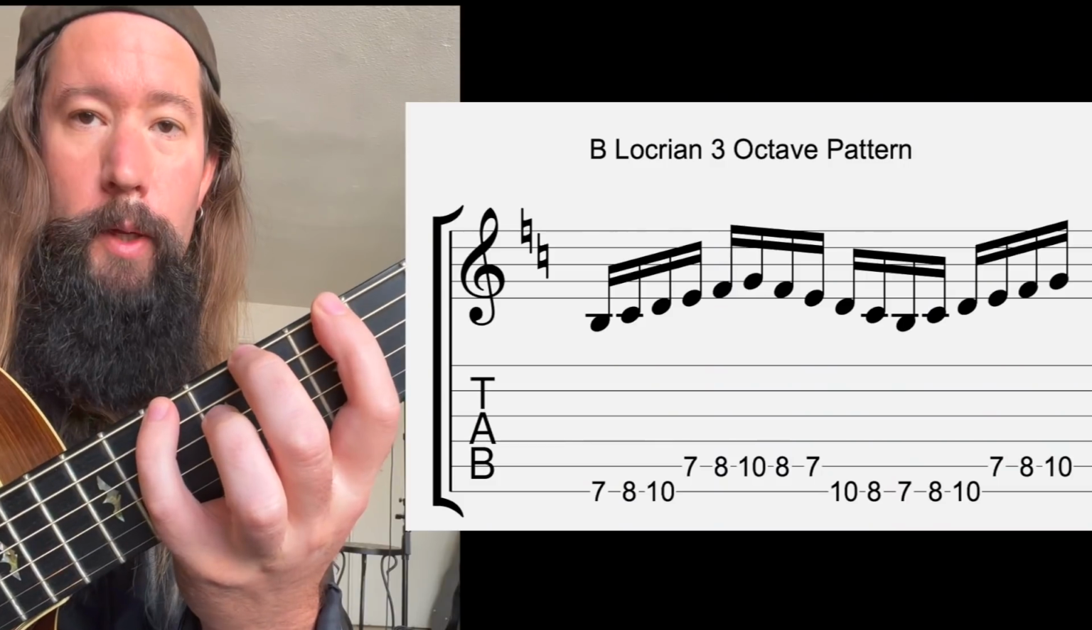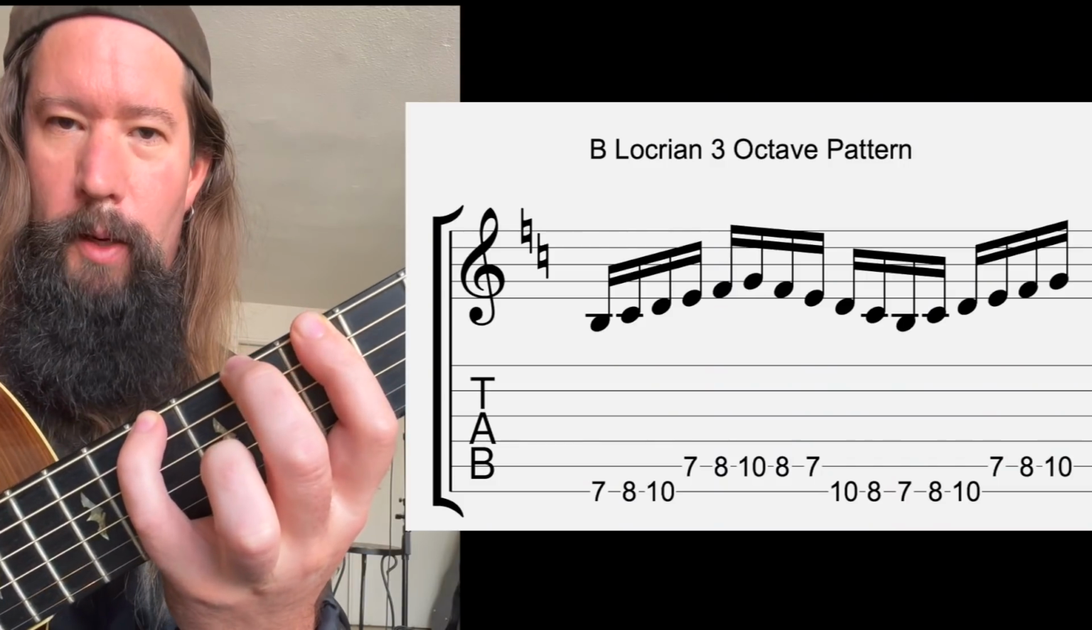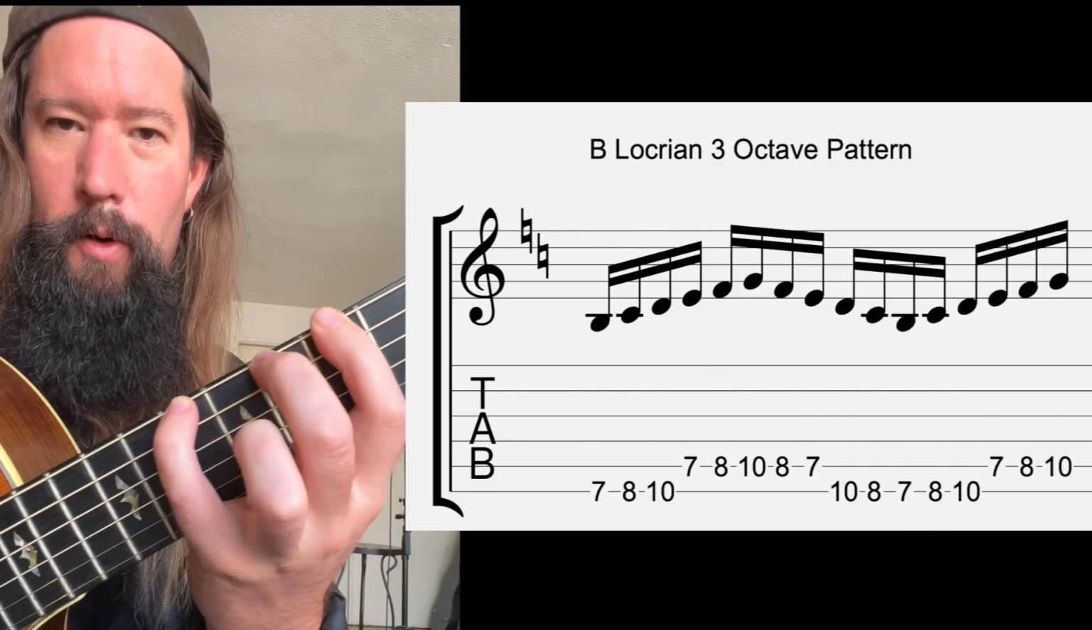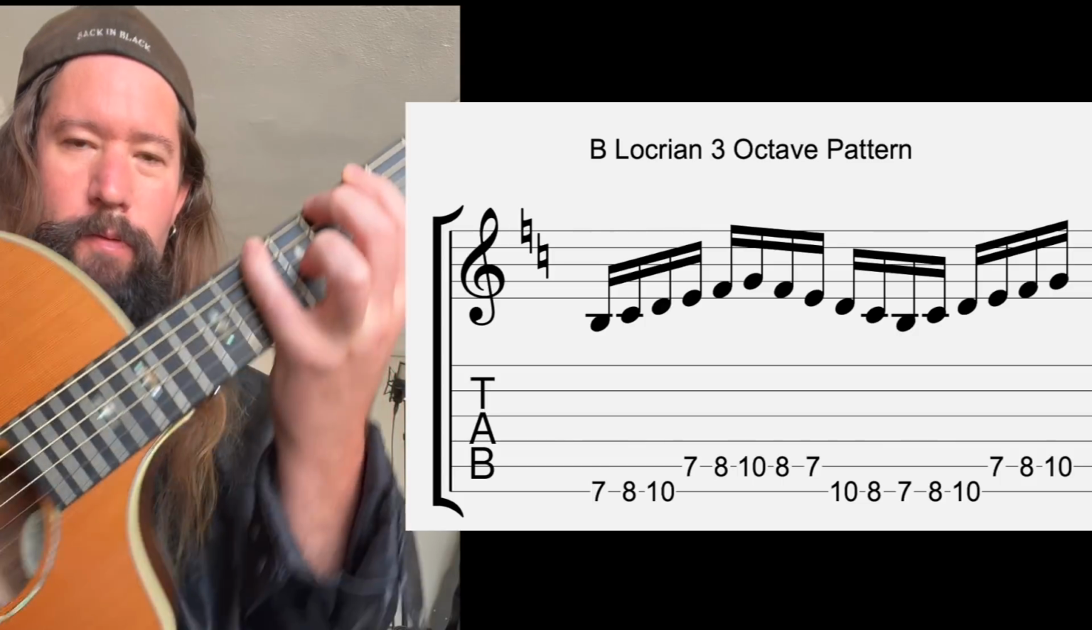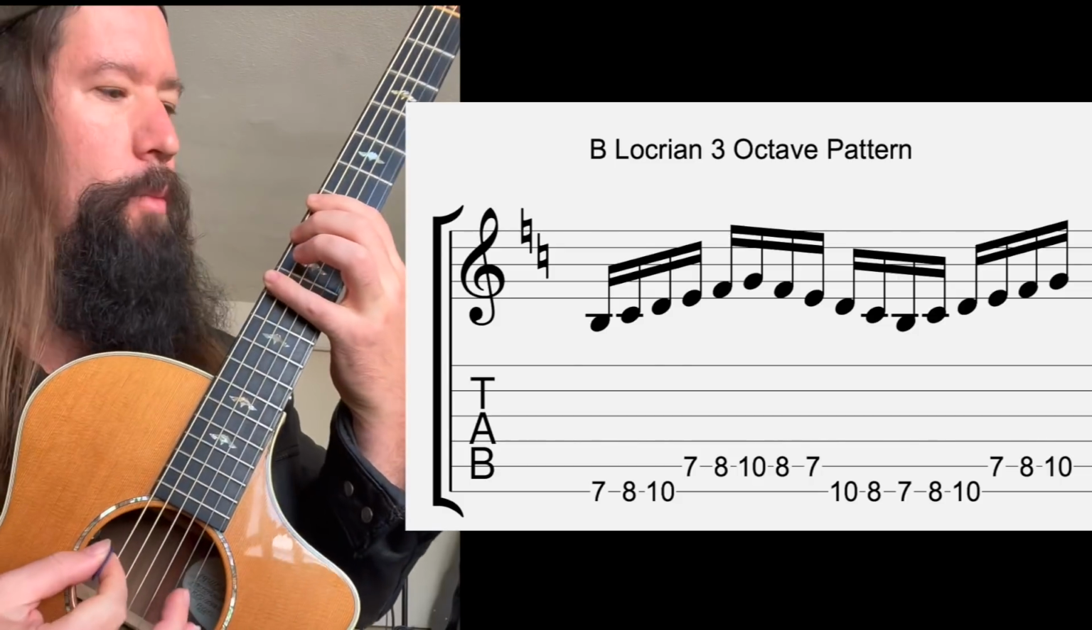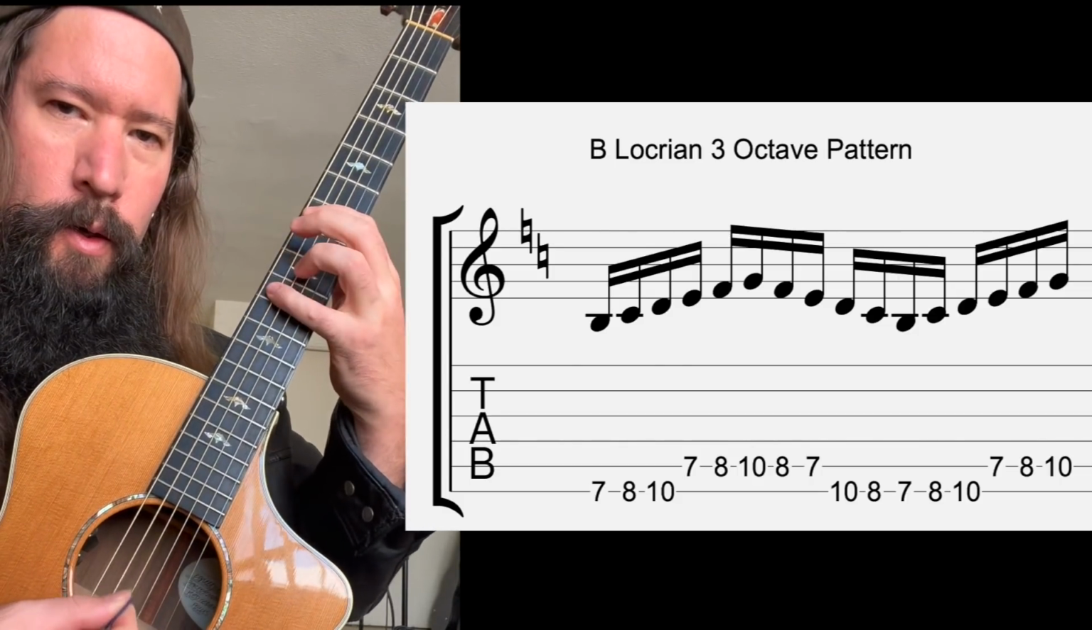Now for the B Locrian lick, I'm just using this one shape, and it's 2 fingers right next to each other, and then a fret in between that middle and pinky finger. So moving that across the board, that'd be the first one.